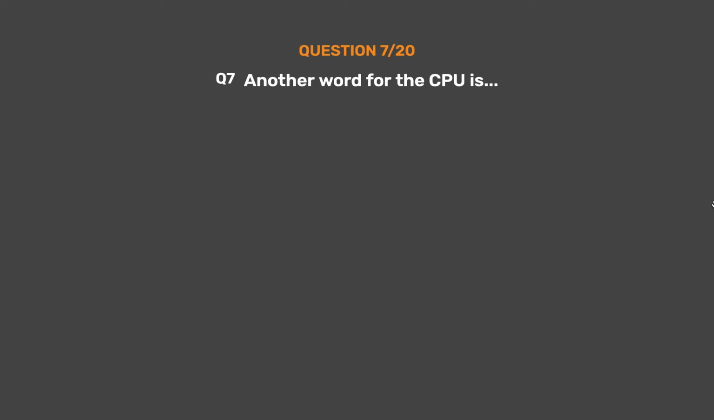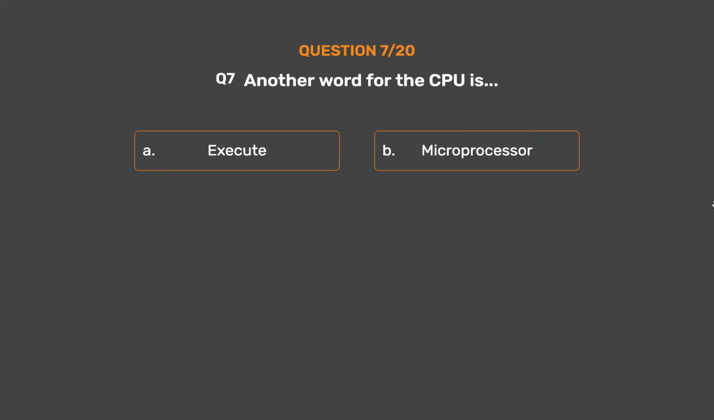Question number 7. Another word for the CPU is: Option A. Execute. Option B. Microprocessor. Option C. Microchip. Option D. Decode.